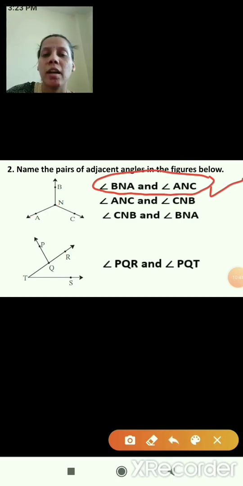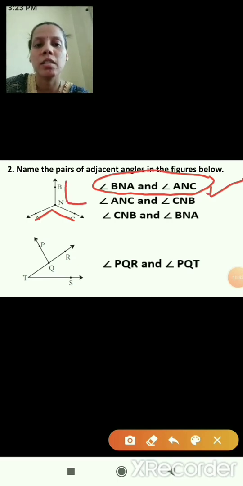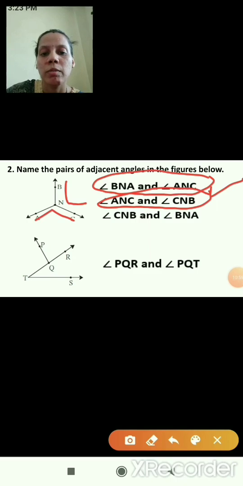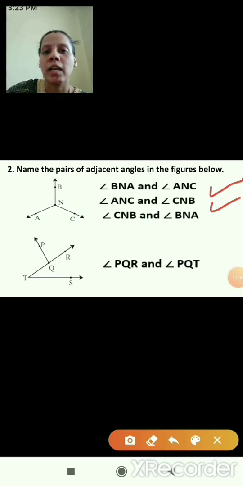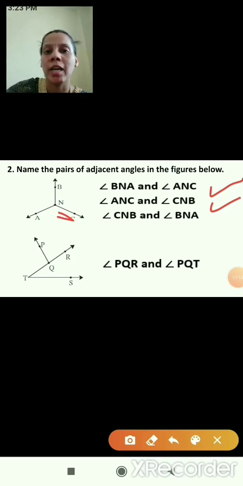So this is the first adjacent pair we have written. Now we will see the next, angle ANC and angle CNB. This is the second adjacent pair. Which is the common arm here? Ray NC is common to these two angles, and the common vertex is point N. I hope you are clear with this. Now we will write down the third pair, that is angle CNB.